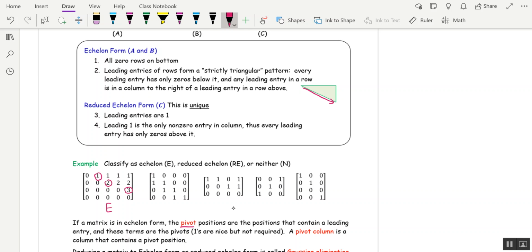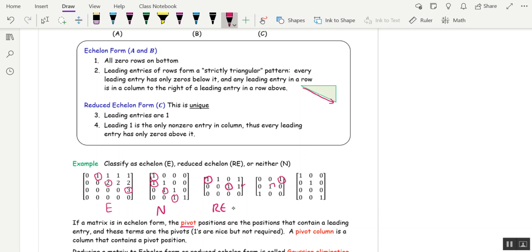The next one, I see a problem. Circle my leading entries. In rows 1 and 2, I've got a leading entry and then a leading entry right below it. So that's neither. That's not allowed in either echelon or reduced echelon form. The next guy, I've got leading entry, 2 leading entries, zeros below, zeros above. So this is reduced echelon. Again, this one here can have anything above it because it's not a leading entry.